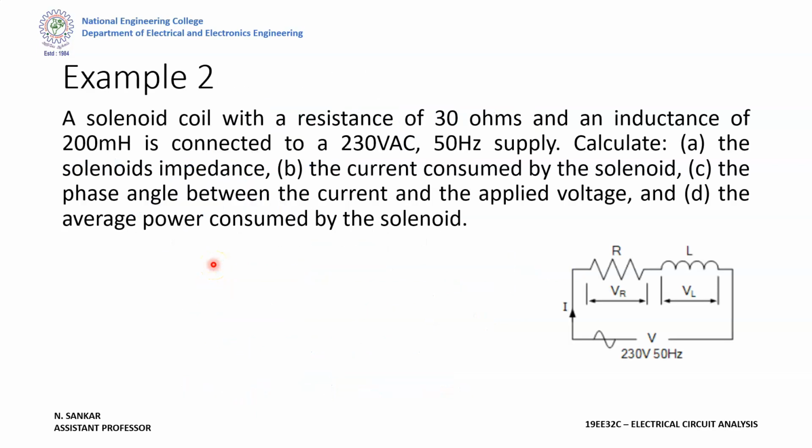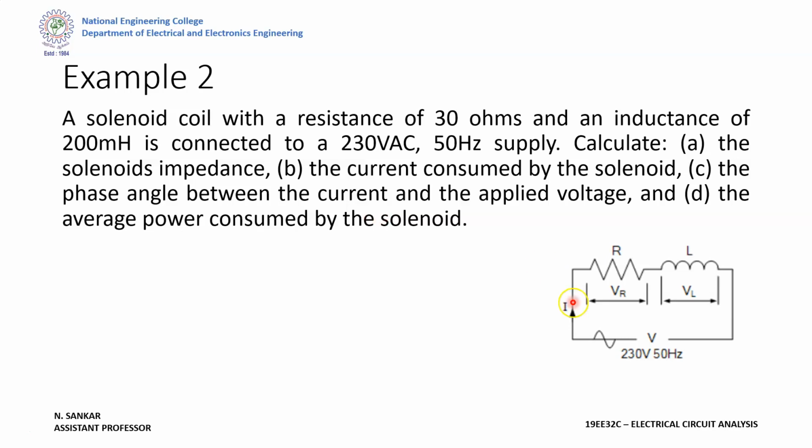Okay, so next sum. A solenoid coil with a resistance of 30 ohms and an inductance of 200 millihenry is connected to a 230 volt AC, 50 hertz supply. Calculate the solenoid's impedance, the current consumed by the solenoid, the phase angle between the current and applied voltage, and the average power consumed by the solenoid. So they have asked for Z, I and phi, and then power P.